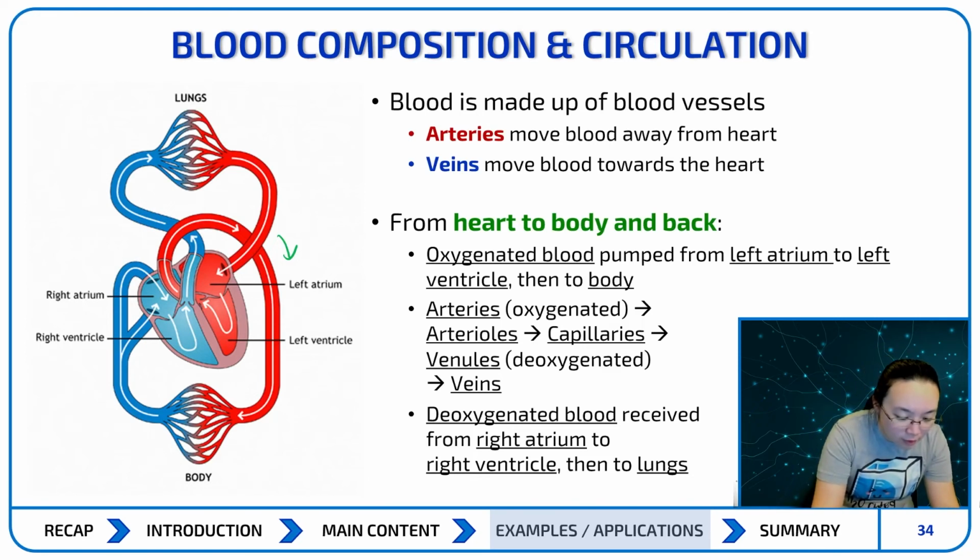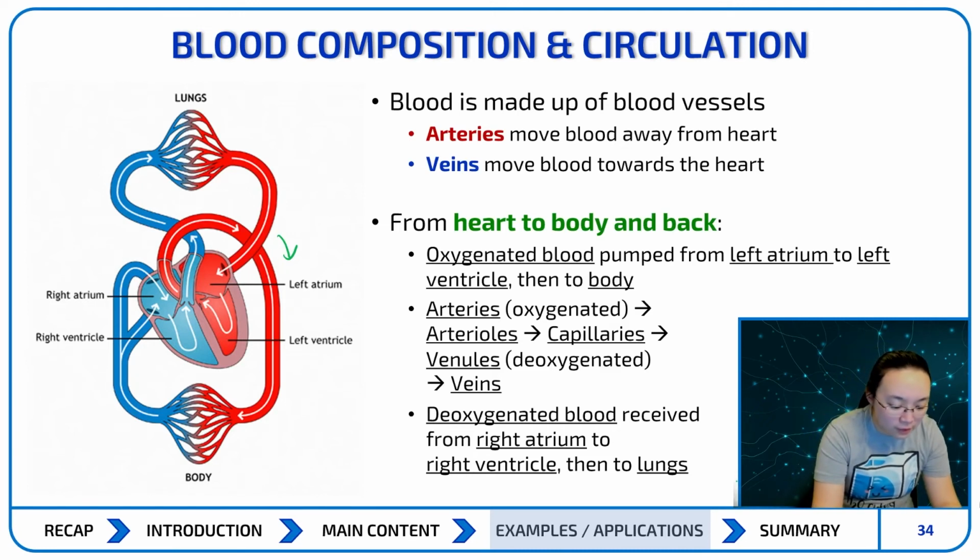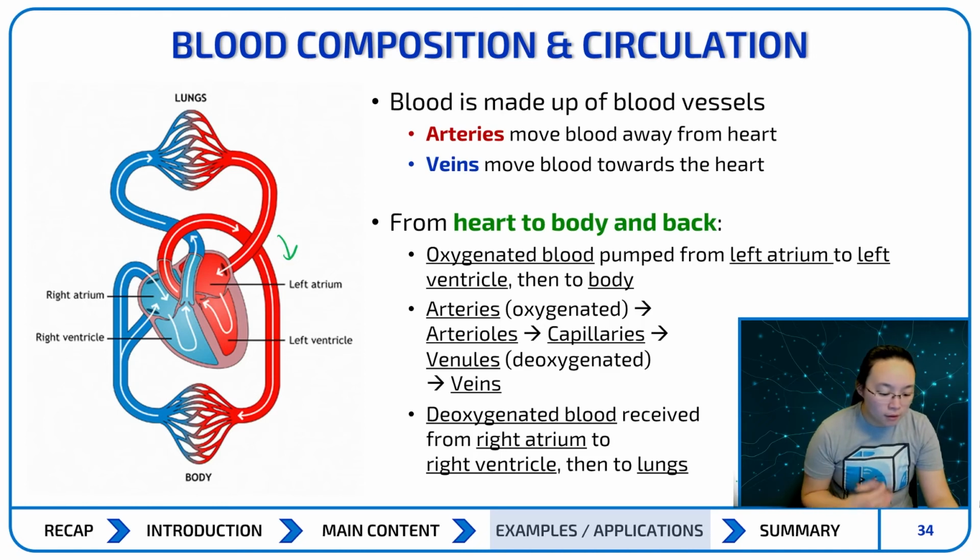Looking at this diagram here, I have the left side of the heart in red. If I'm trying to look at what's happening in terms of circulation of blood from the heart to the body and back, I take a look at this diagram and everything starts from the left atrium. There's going to be blood that comes out, goes through a bunch of arteries. So oxygenated blood is pumped from the left atrium to the left ventricle, then to the body.